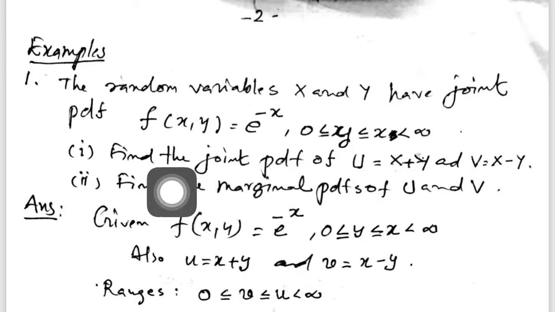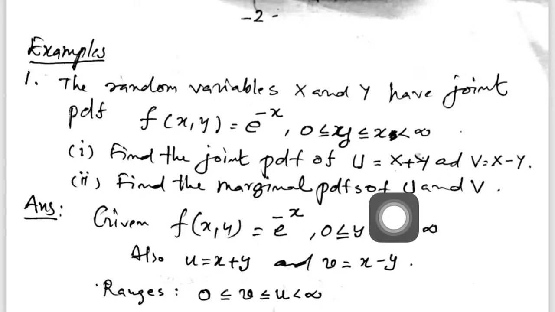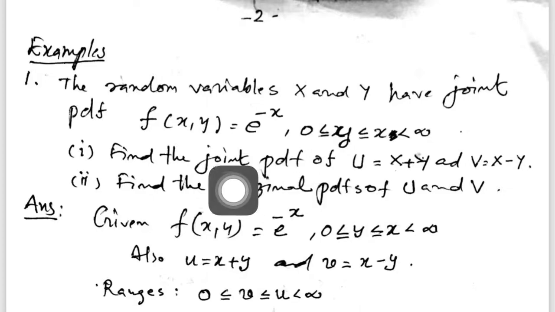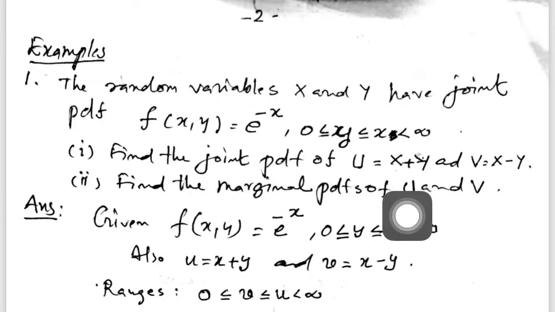Suppose you find the joint PDF of u and v. You can find the marginal of u by integrating the joint PDF with respect to v, and the marginal PDF of v can be obtained by integrating the joint PDF with respect to u. This is the usual procedure, and you might be familiar with this type of problem from your degree classes. If you are not thorough with this procedure, please brush up on the degree syllabus and degree problems.